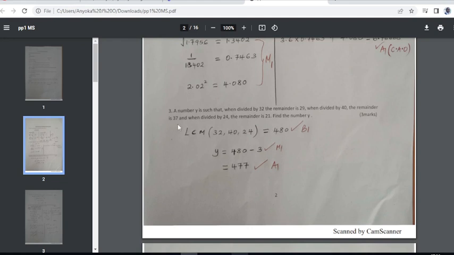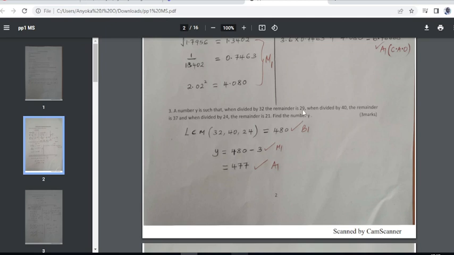Question 3. A number y is such that when divided by 32, the remainder is 29. When divided by 40, the remainder is 37. And when divided by 24, the remainder is 21. Find the number y. I want you to observe the remainders and the divisors. When the number is divided by 32, the remainder is 29.